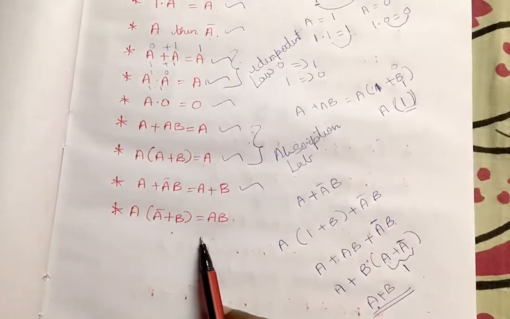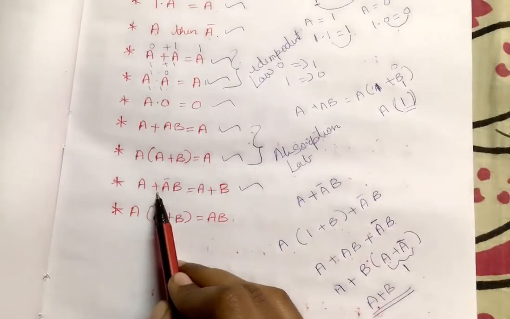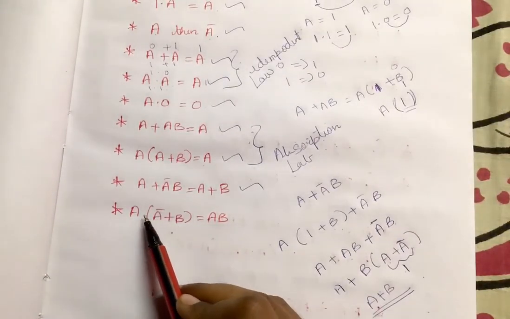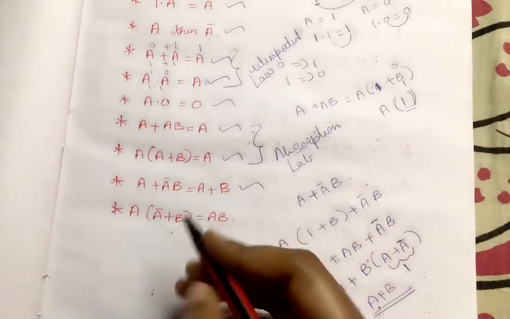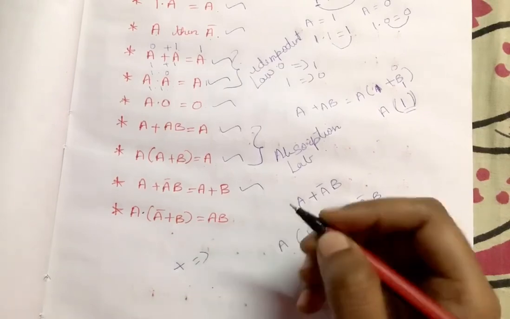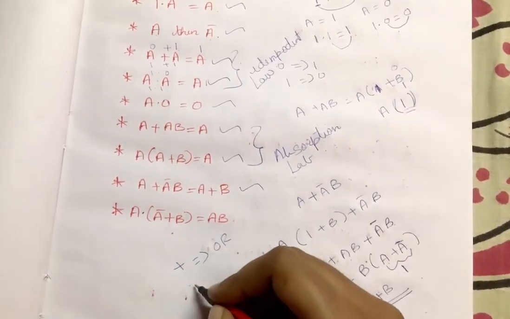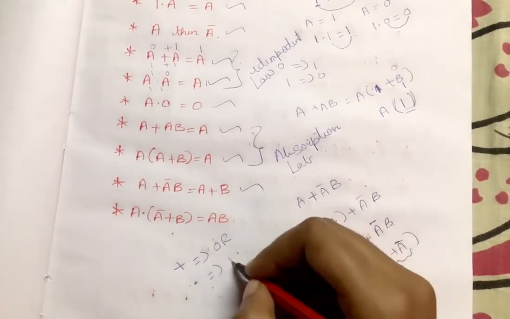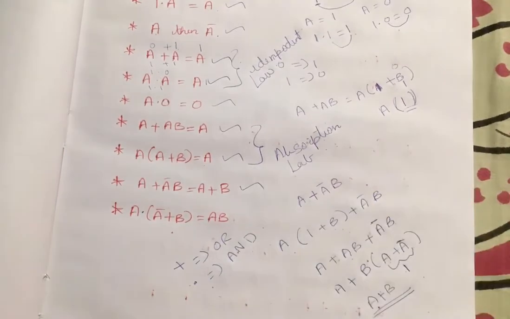Here we have an OR operator and here we have an AND operator. Always remember that the plus sign is used to represent the OR operator and the dot symbol is used to represent the AND operator. This needs to be remembered. This is the fundamentals of Boolean algebra.